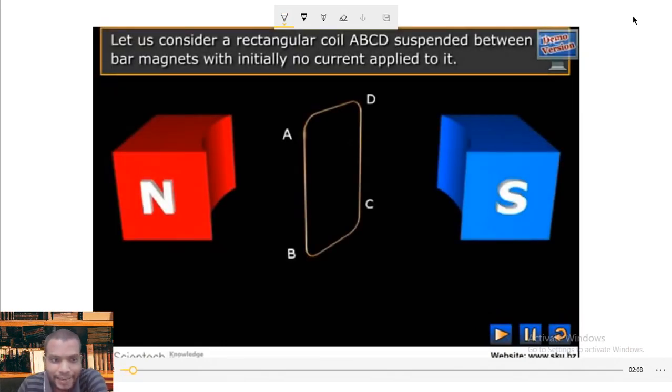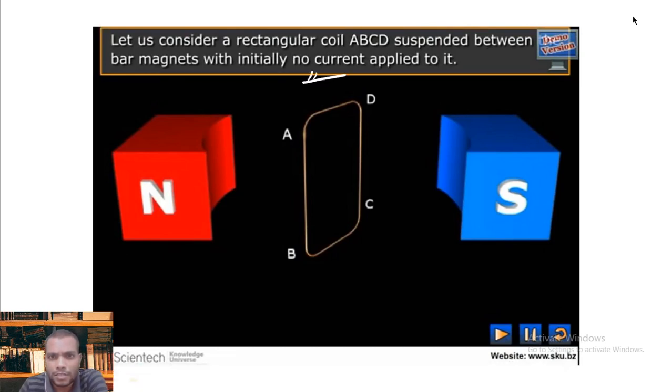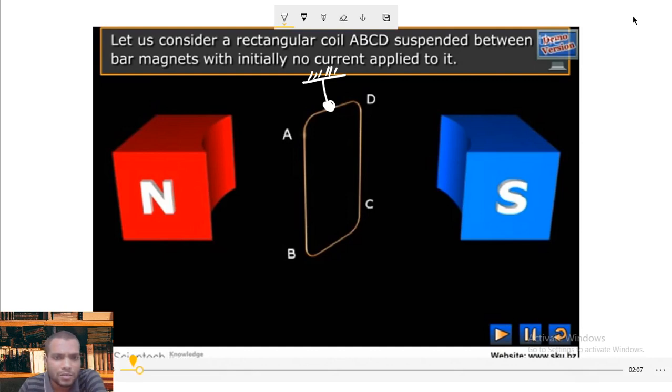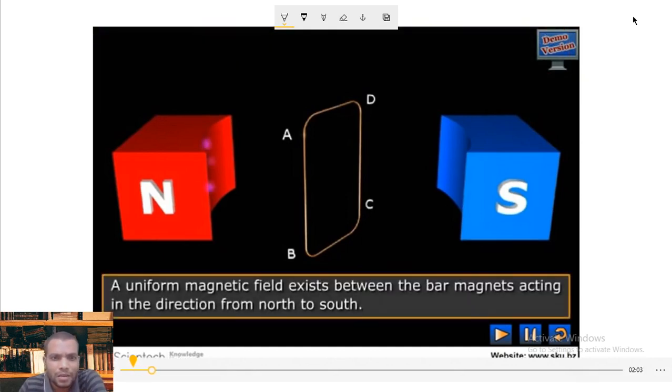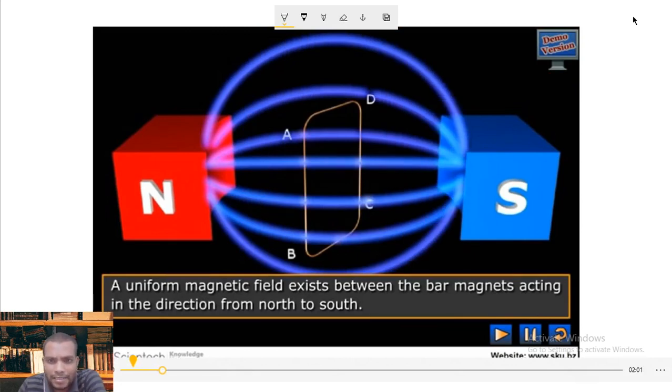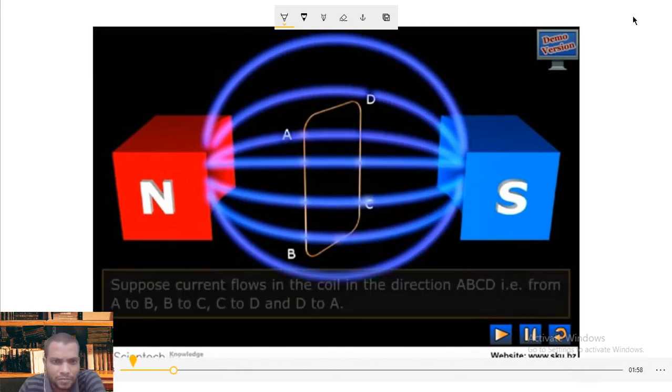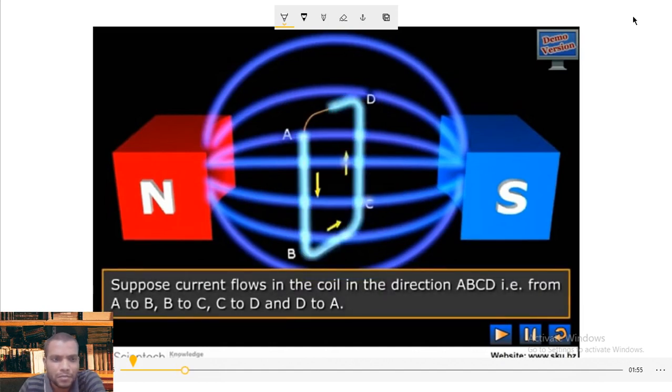In the same situation, a rectangular loop ABCD is suspended between bar magnets, and initially no current is applied. A small correction to the animation: it is supposed to be suspended like that. When no current passes, it does not rotate. Because of the bar magnets or concave magnets, a uniform magnetic field is set up. Suppose current flows in the coil ABCD, from A to B, B to C, C to D, then D to A. That is the direction of current.